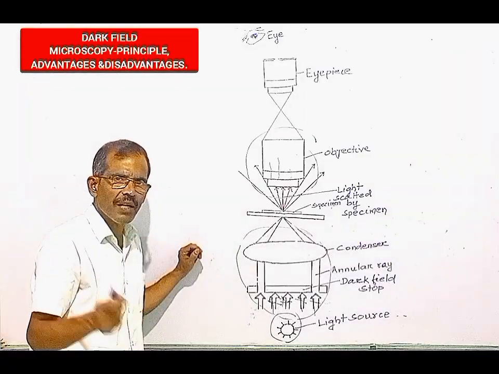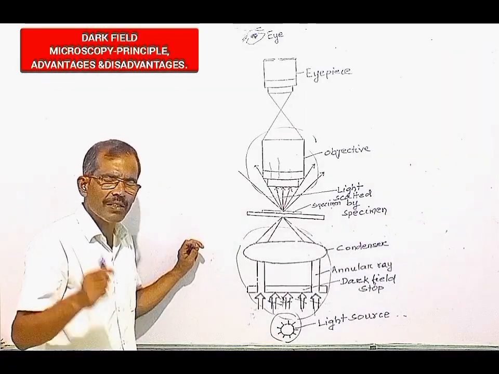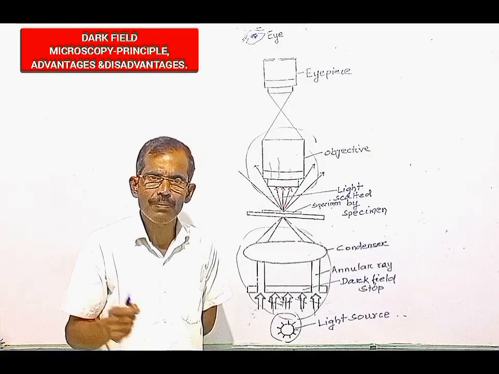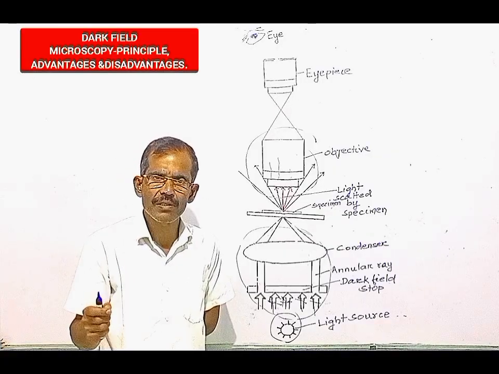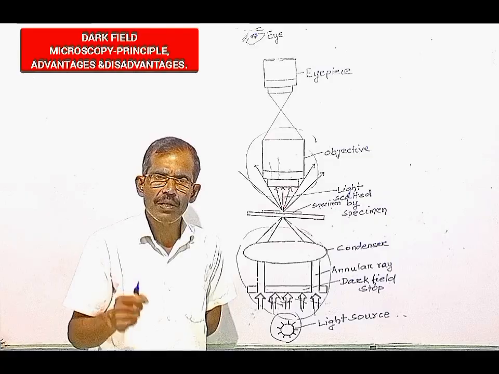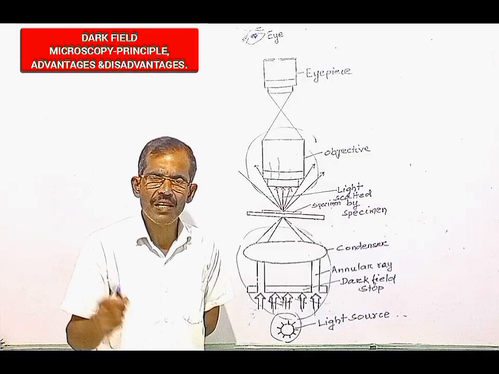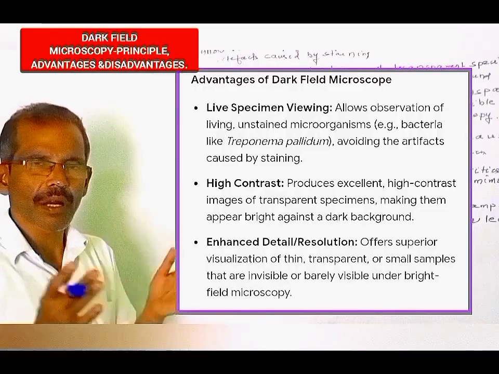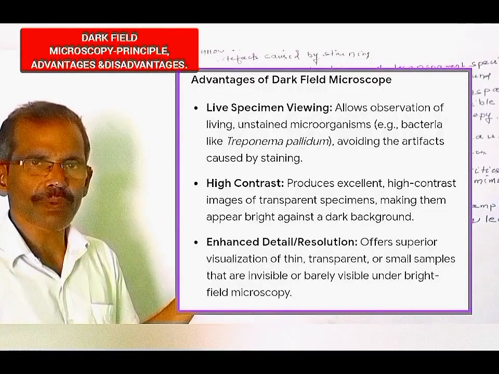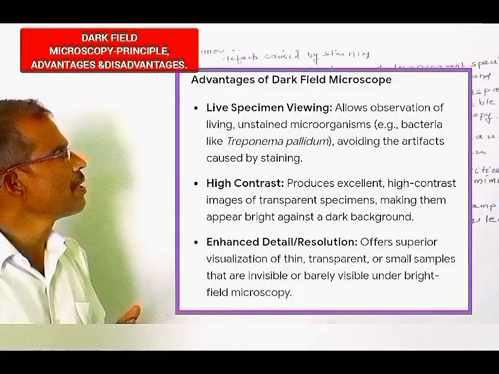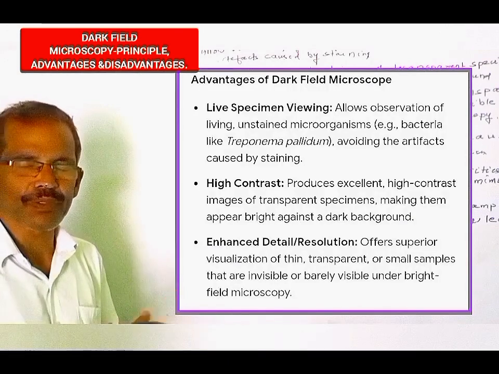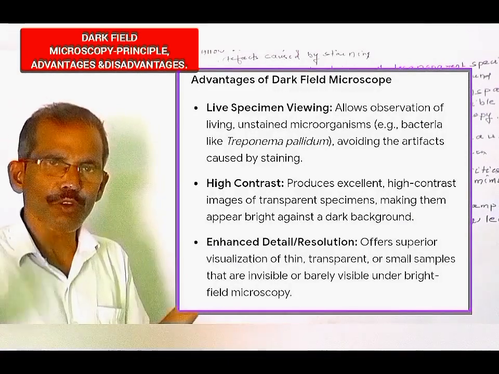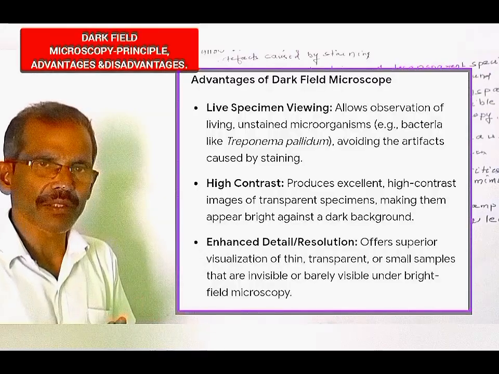This technique is highly useful for direct observation of live, transparent biological samples such as bacteria, other microorganisms, cells and tissues. Advantages: Number 1, dark field microscopy allows for the direct observation of living unstained organisms. This technique avoids artifacts that would be caused by staining.